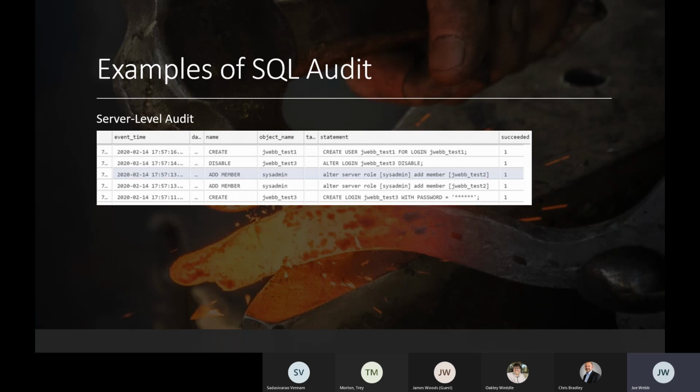So you can see here that I was tracking the creation of a new login, and at a specific time on Valentine's Day 2020, a login named JWeb Test 1 was created. JWeb Test 3, the login, was disabled. JWeb Test 2 was added twice to the sysadmin role. And then another login, JWeb Test 3, was created as well. And so you could see and track all of this information.